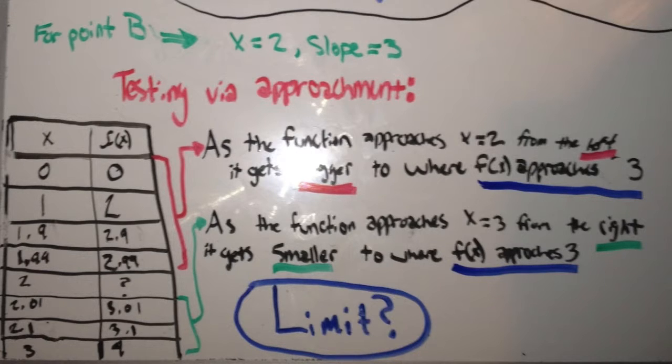So we take numbers from the left-hand side of the graph, approaching 2, getting bigger and bigger until 2. And as we can see, as the function approaches x equals 2 from the left, it gets bigger and bigger. As you look from the opposite side, with the green arrows, you can show that from the right it's the same thing. It's getting smaller and smaller, though, to approach 3. So can this show us that it is a limit? Well, let's dig in further.